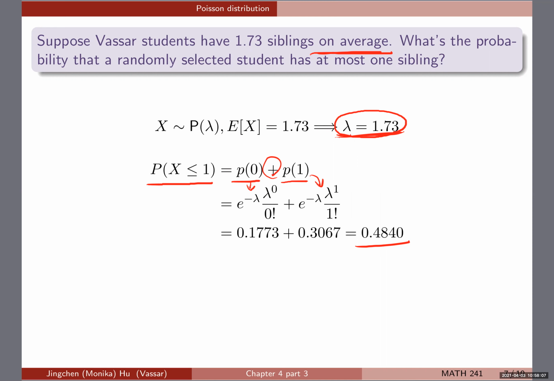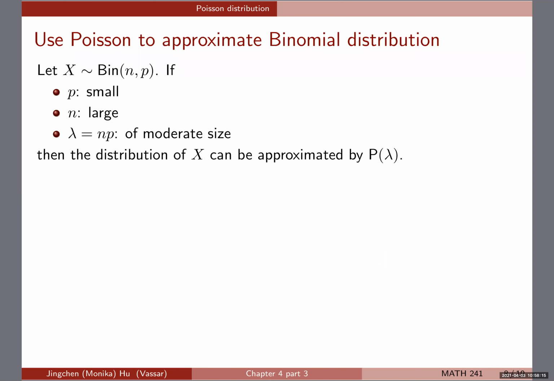This is a quick application, and in the exercises that we're going to do in live sessions, you're going to see variations of this. The last property I want to cover is that sometimes the Poisson distribution can be used to approximate the binomial distribution. For the binomial distribution, which we covered before, we use Bin(n, p), where n is the number of trials and p is the success probability. If you have a binomial random variable X, and p is small, n is large, so that lambda, which is n times p, is of moderate size.